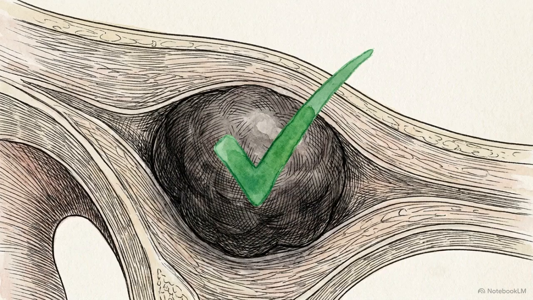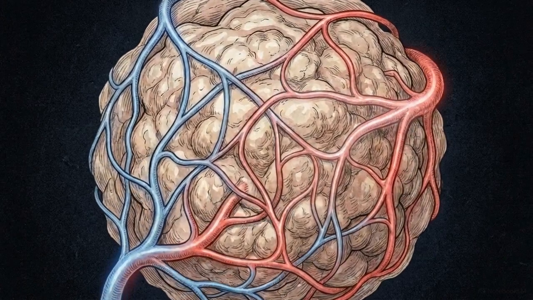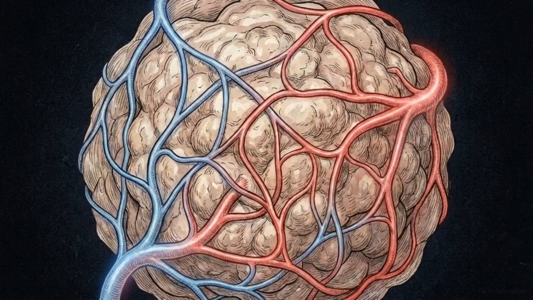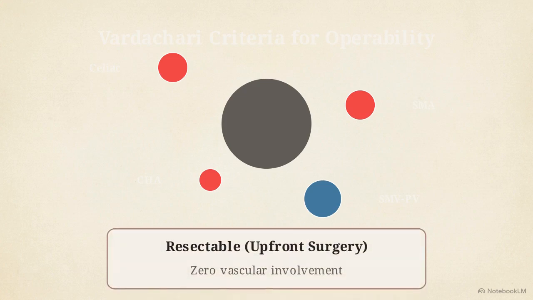Confirming the presence of a mass is only the initial step. The critical clinical challenge relies entirely on using this imaging to calculate the precise hemodynamic boundaries of the tumor. This cross-sectional vector map illustrates the Vardachari criteria for operability.